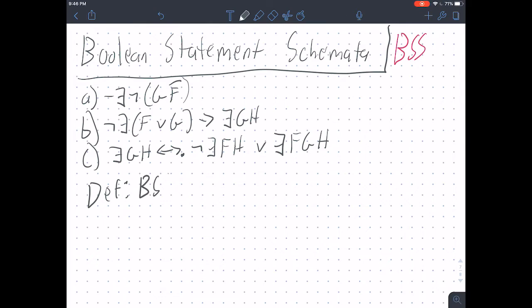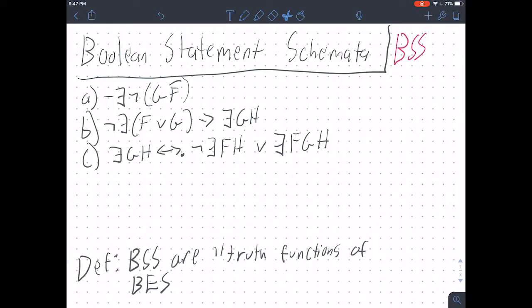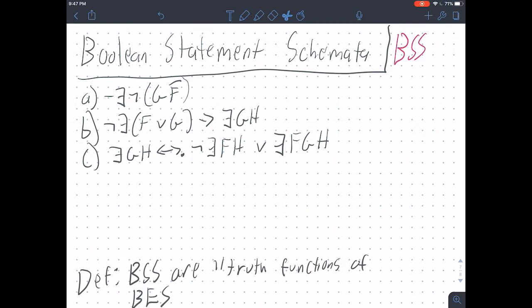Okay. So the definition that Quine gives, and this is an adequate definition if you understand how to interpret it, is that Boolean statement schemata are truth functions of Boolean existence schemata. Okay. Most of you are probably like, what? And that's understandable. I struggled with understanding what this meant myself the first time that I took this class.